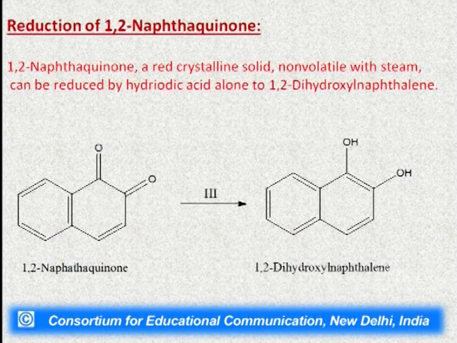This 1,2-naphthaquinone isomer can undergo a reduction reaction. It is a red crystalline solid which is non-volatile with steam. It can be reduced with hydroiodic acid alone to give us 1,2-dihydroxynaphthalene. Here the 2 ketonic groups which are present at the 1,2 position of naphthalene are reduced, and since this ketonic group reduces to give us the hydroxyl group, we will get here the product 1,2-dihydroxynaphthalene.